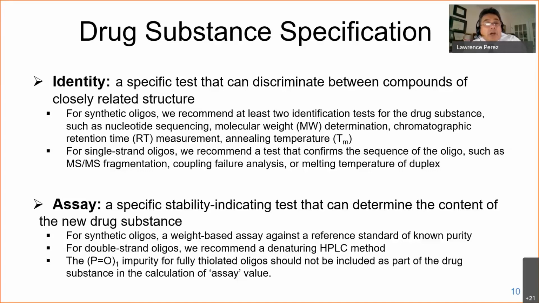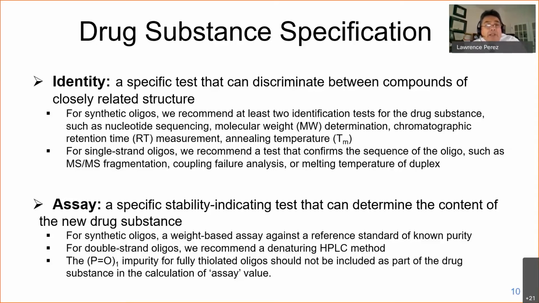For instance, one of the tests can be identity by molecular weight. But we do recommend that one of the identity tests confirm the nucleotide sequence of the drug substance. And that can be done, as I said earlier, by mass spec fragmentation analysis, by cap failure sequence analysis, or by T-melt. But we do recommend that that be part of the identity test in the drug substance.